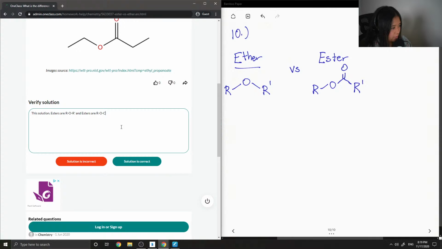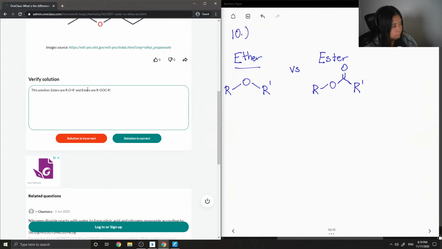I don't know how to draw this. I'll write it like this. Okay, so this solution is correct.